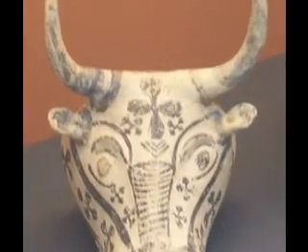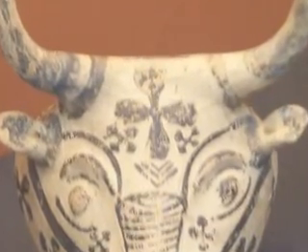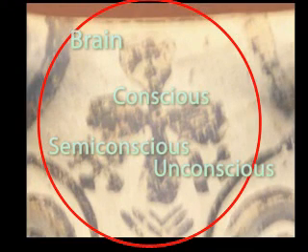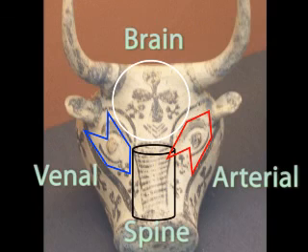This bull could also be looked at against the human design, where if the 3 stars on the forehead represent the brain, conscious, semi-conscious, unconscious, then the spiral would be the spine, with the 2 snakes representing the blood systems, arterial and venous, going back into the brain.